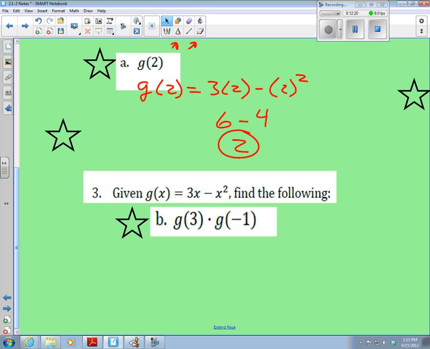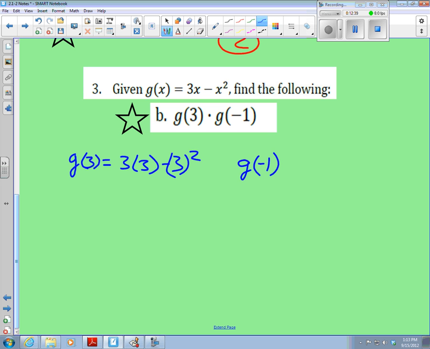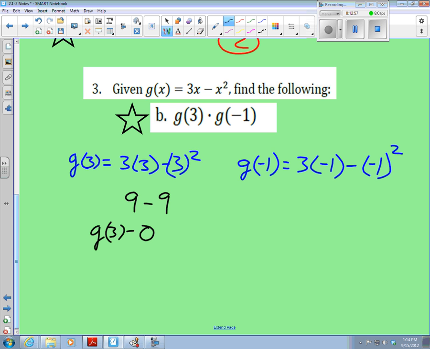First you're going to find g of 3, then you're going to find g of negative 1, and then multiply the two together. So g of 3, first of all, is 3 times 3 minus 3 squared. Times this g of negative 1, I'll find that also. 3 times negative 1 minus negative 1 squared. So we get 9. 3 times 3 is 9, and minus 3 squared is also 9. I get 0. So g of 3 equals 0.